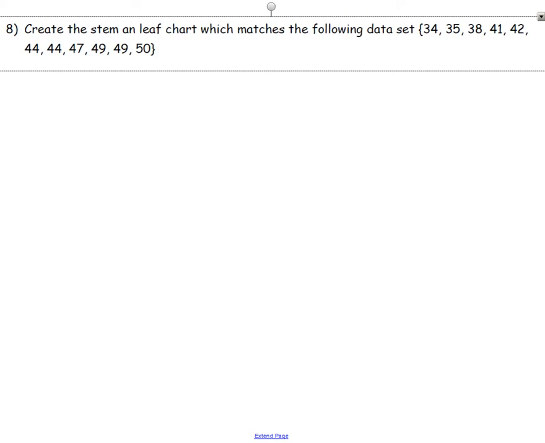Alright, number 8. I guess we should do this one. Create a stem and leaf chart which matches the set. So remember, stem and leaf. How did we separate our numbers to make a stem and leaf plot? One was for the 10s, and the other one for the 8. Okay. For a stem and leaf plot, the very last digit is the leaf. The very last digit is the leaf. Everything else gets to be the stem.